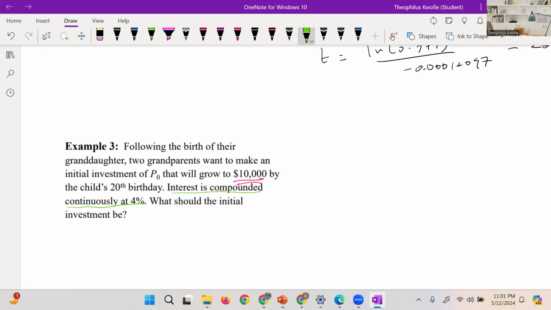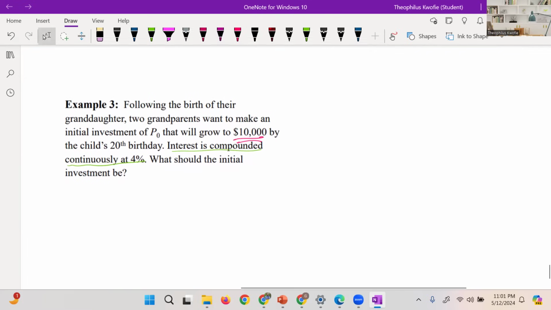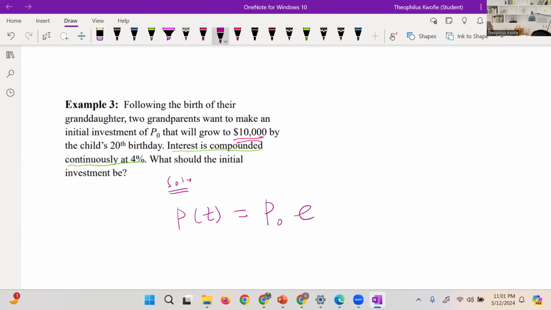But remember that in this problem, the initial investment, which is P naught, was not given. So that's what we are asked to find. So please, let's take note. We said that the general solution of any exponential growth or decay can be solved using this. The general solution of any exponential decay is this. In this case, it is growth because it's compounded. So we are using this.